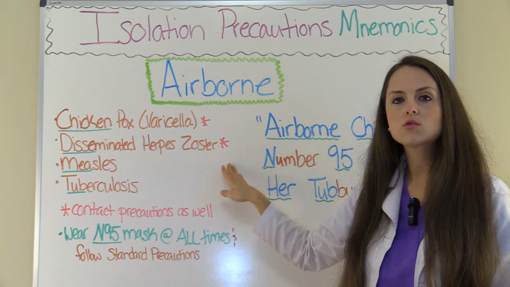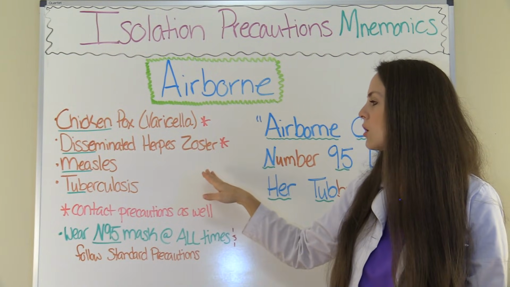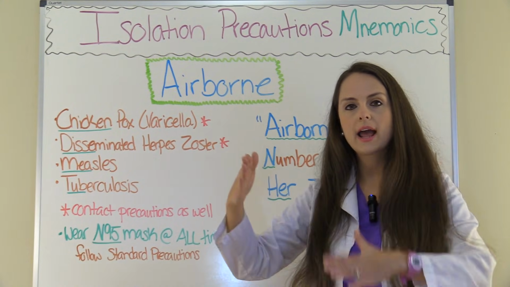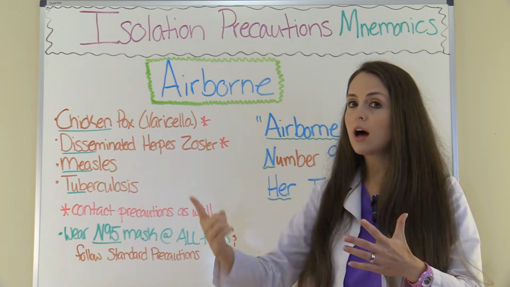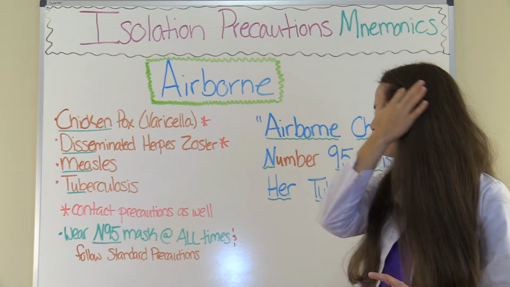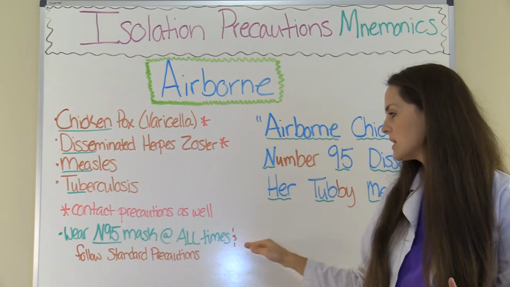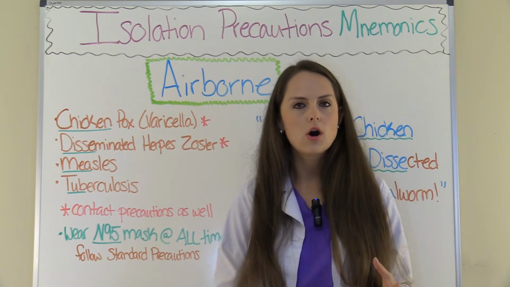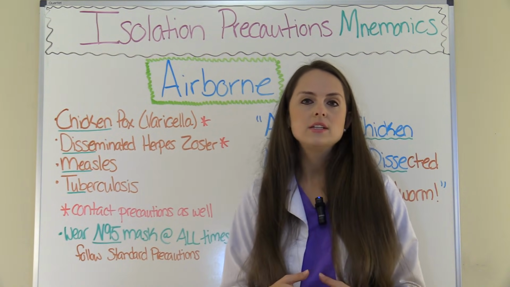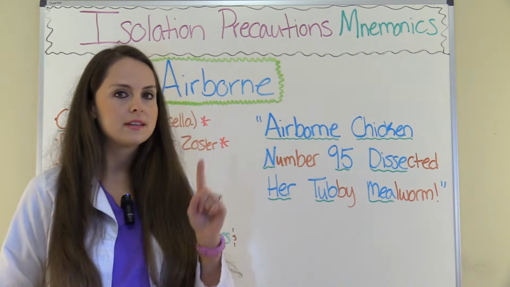Now here, if you notice the red little asterisks, chickenpox and disseminated herpes zoster, these patients are going to be in contact precautions as well. So you'll have them both in airborne and contact precautions. So you'll have to wear the gloves and the gown at all times along with that N95 mask. So with airborne, you have to wear the N95 mask at all times and follow your standard precautions, which includes the hand hygiene and the other types of PPE that you'll need to wear based on the type of care you'll be providing to that patient, which we're going to go in depth in the next video.